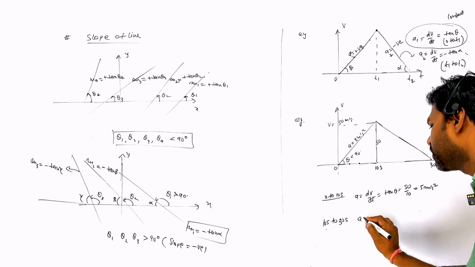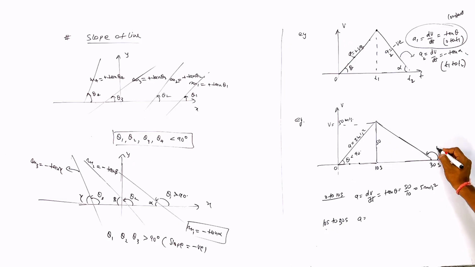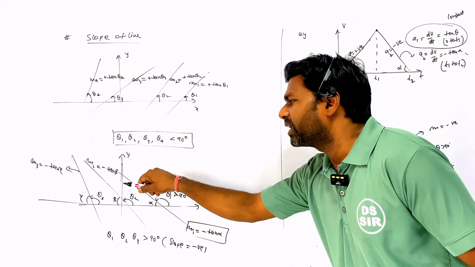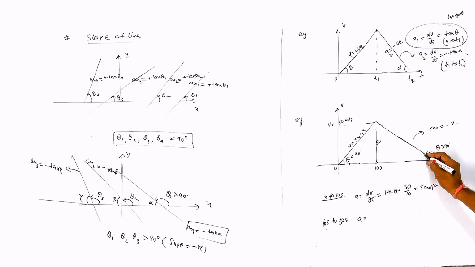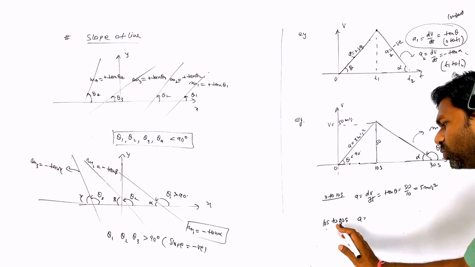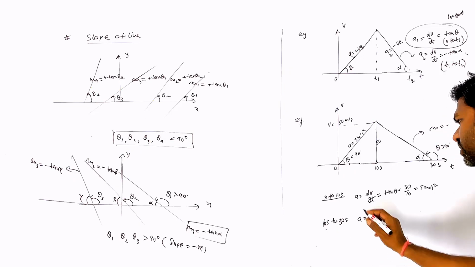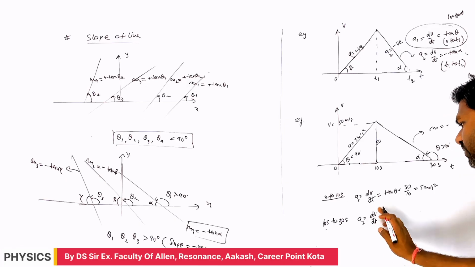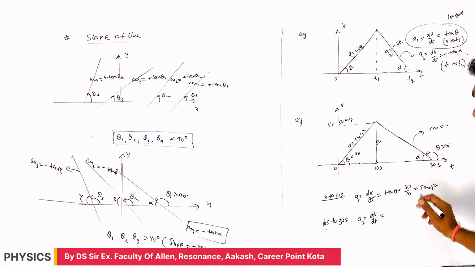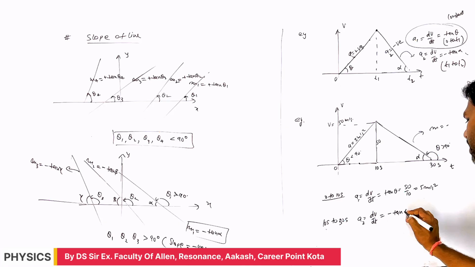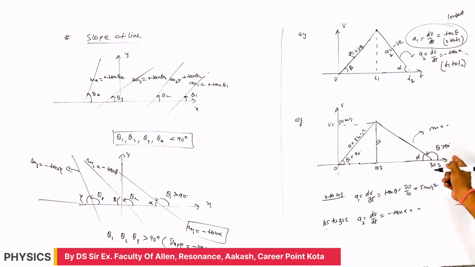If you consider this angle is greater than 90 degrees, the slope of this line will be negative, right? This is negative. And how much negative? If you consider this angle alpha, then from 10 to 30 seconds the acceleration is dv upon dt, which is the slope of the straight line, and it is equal to minus tan alpha. This is minus because the angle is greater than 90 degrees.